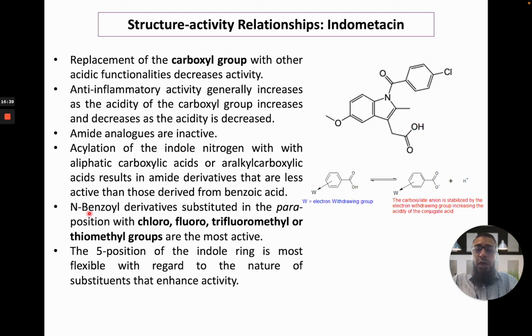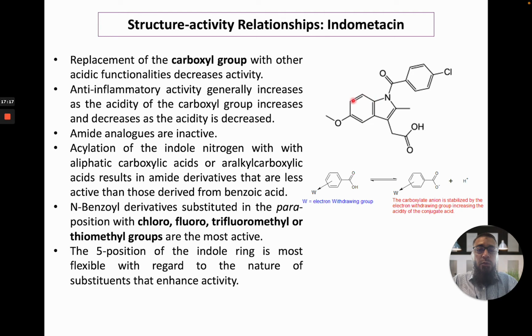Then the N-benzoyl derivative, this is the N-benzoyl derivative. If there is a halogen group at the para position, for example chloro, bromo, or trifluoromethyl, or the thiomethyl group, these compounds will be the most active compounds. And the fifth position of the indole is the most flexible, right. So the fifth position of the indole group is the most active position, right.